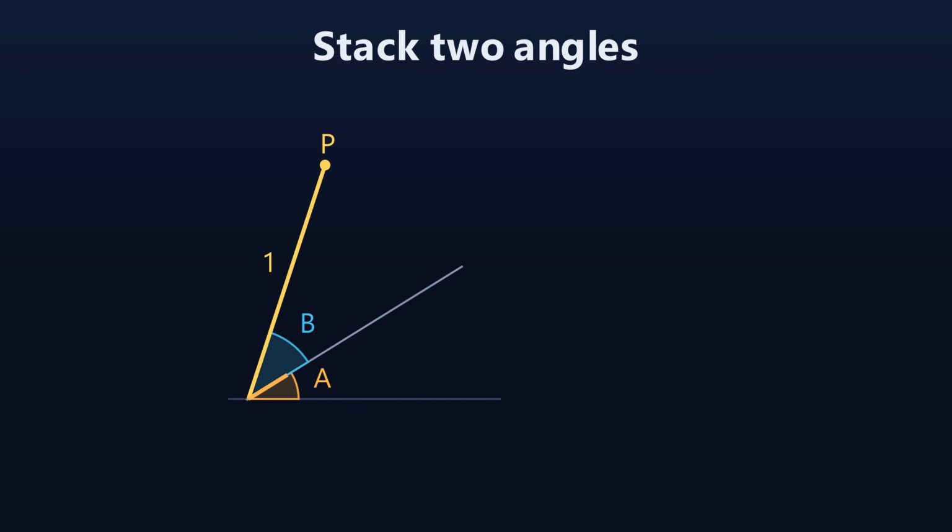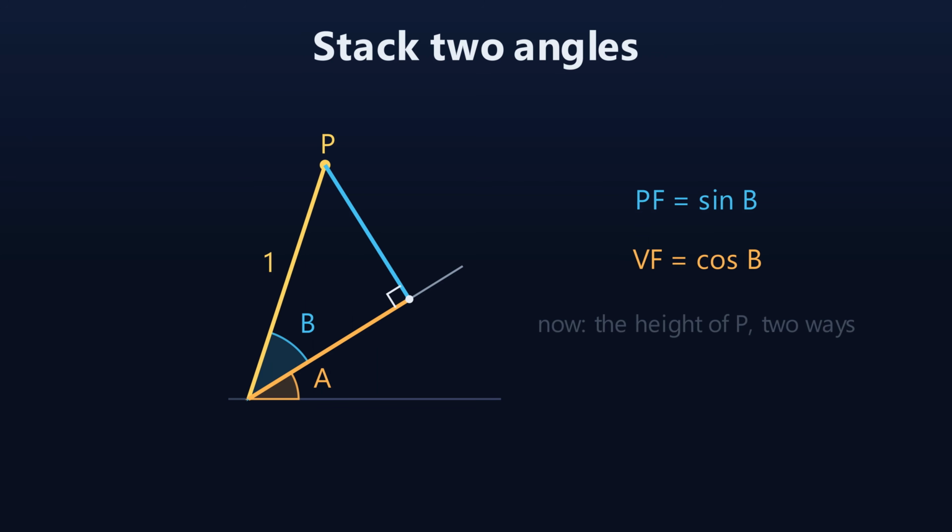Drop a perpendicular from P straight down onto the lower ray. Because the angle up there is B and our distance is 1, that little segment has length sine B, and the base along the ray has length cosine B, ordinary triangle stuff.